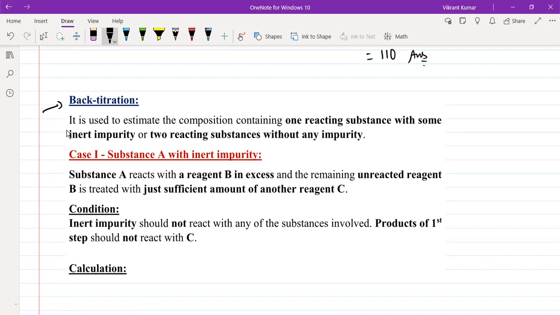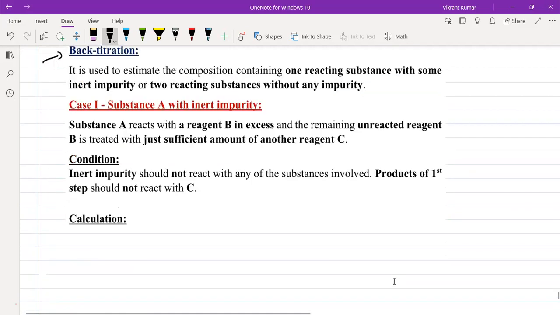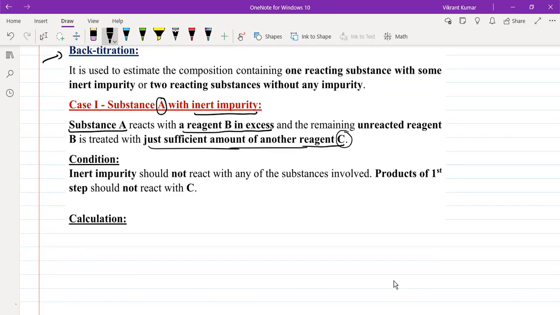Have you understood the cases? Case 1 क्या है? One reacting substance plus inert impurities. Case 2 क्या है? Two reacting substances without any impurity. ठीक है? Steps देखो क्या है? First case where you are having just one reacting substance present with inert impurity. Language से ही identify करना होगा कि they'll be saying कि ये substance A जो है, it was reacted with a reagent B in excess, and then because B was in excess, remaining B will require some other substance C to react and completely consume.